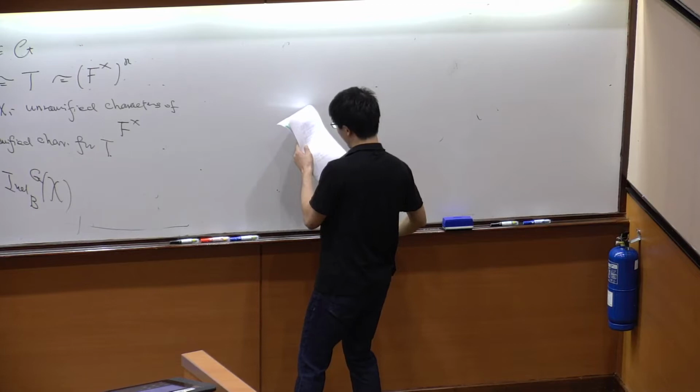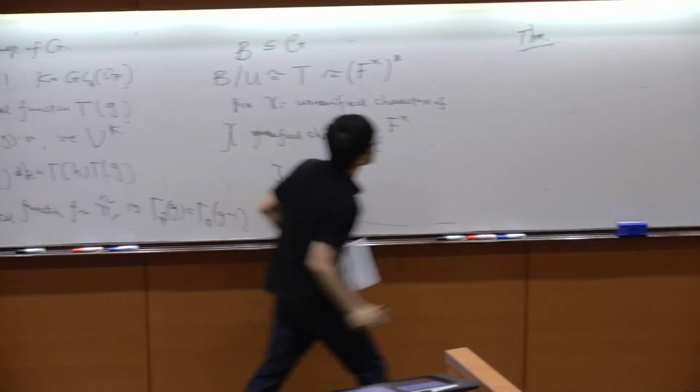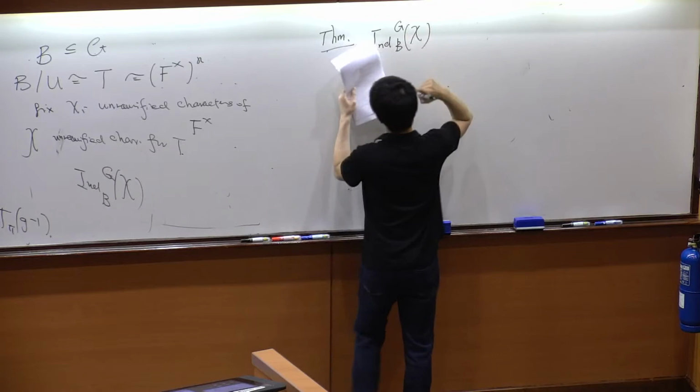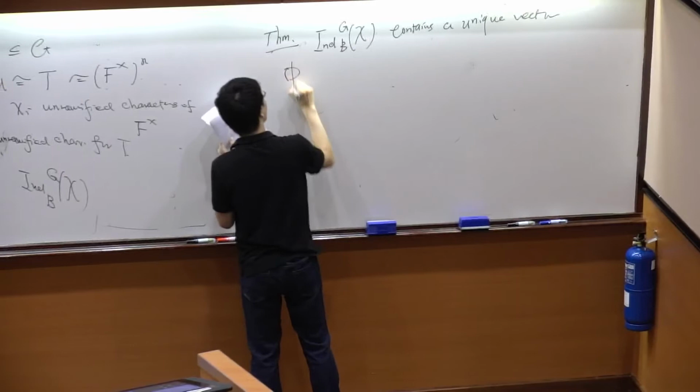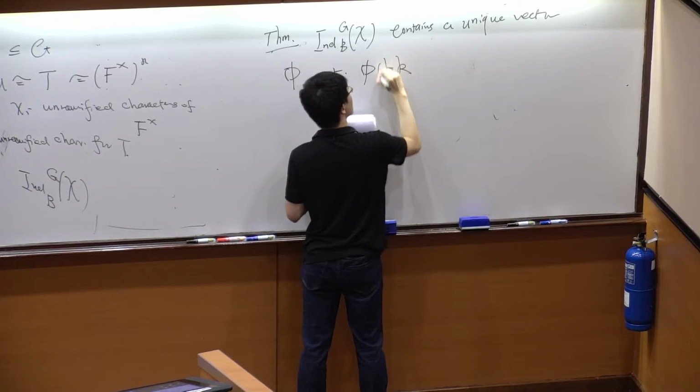Theorem. The full induced space here contains a unique vector, which we denote by phi, such that phi of bk is equal to delta(b) to the 1/2 times chi(b).